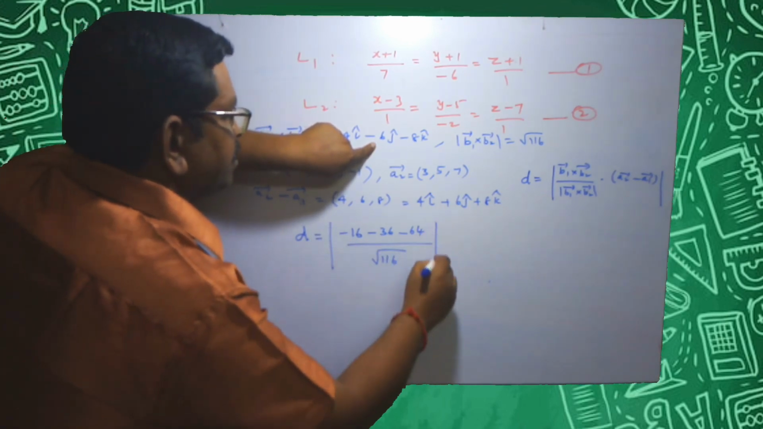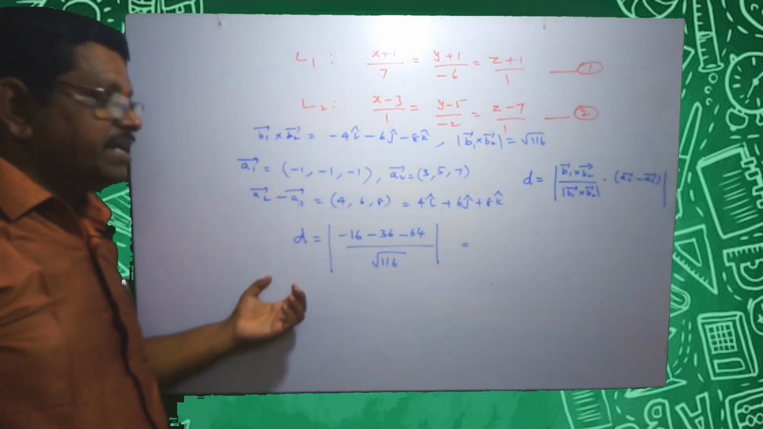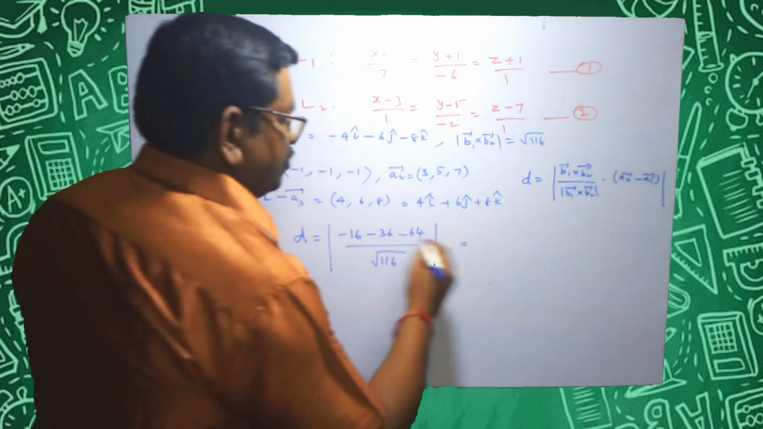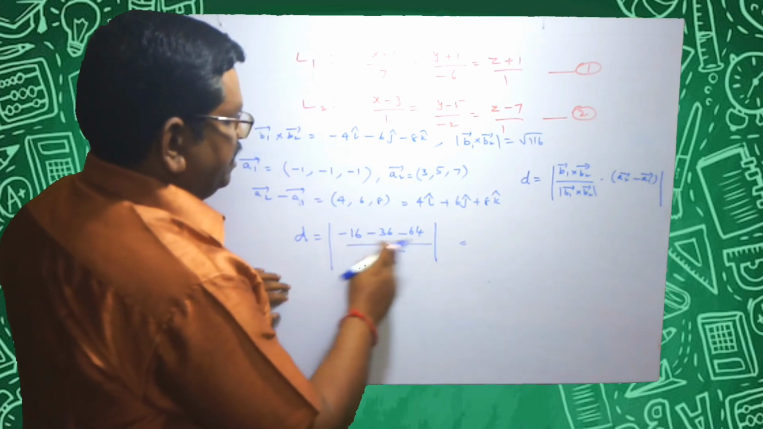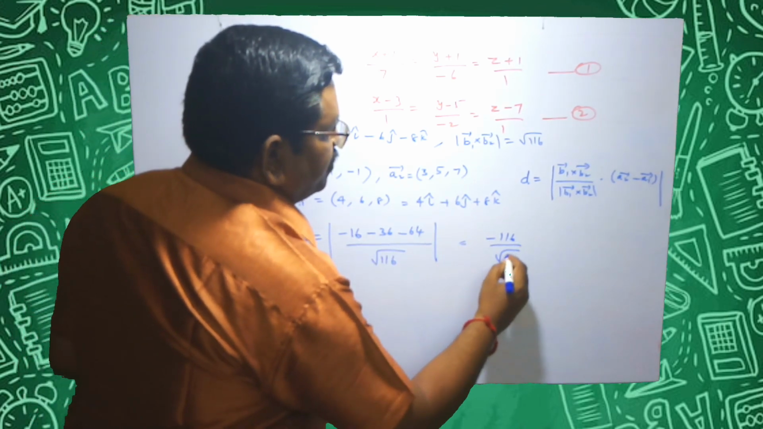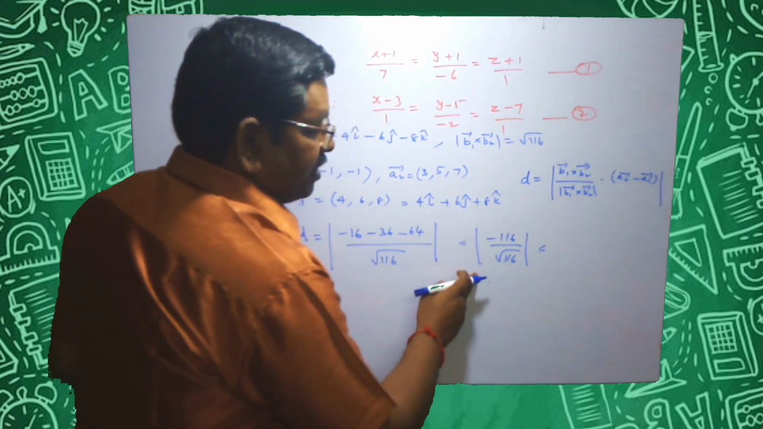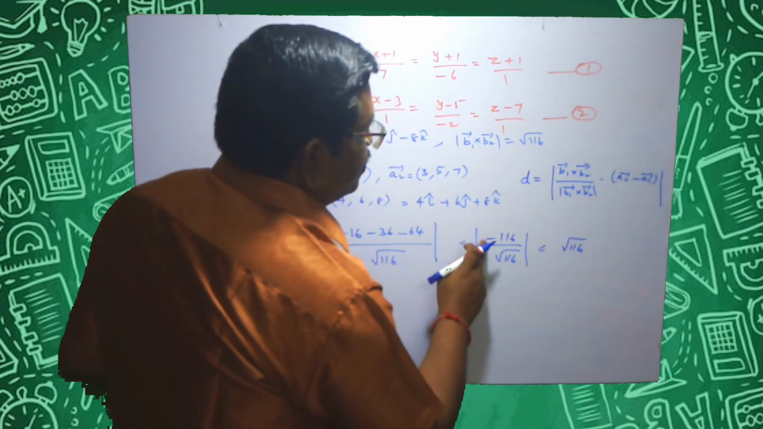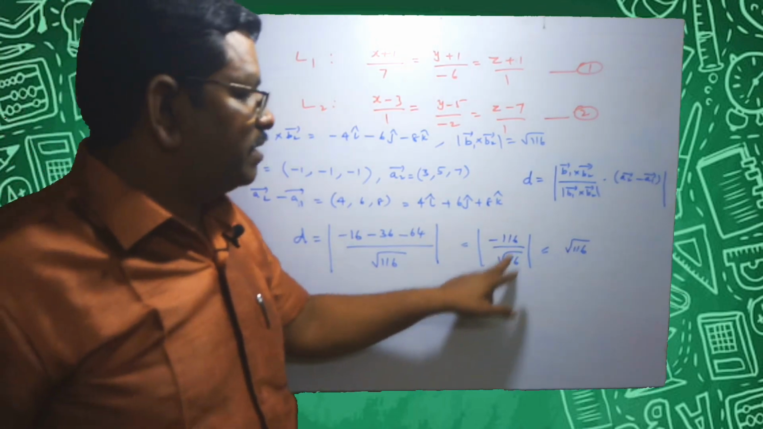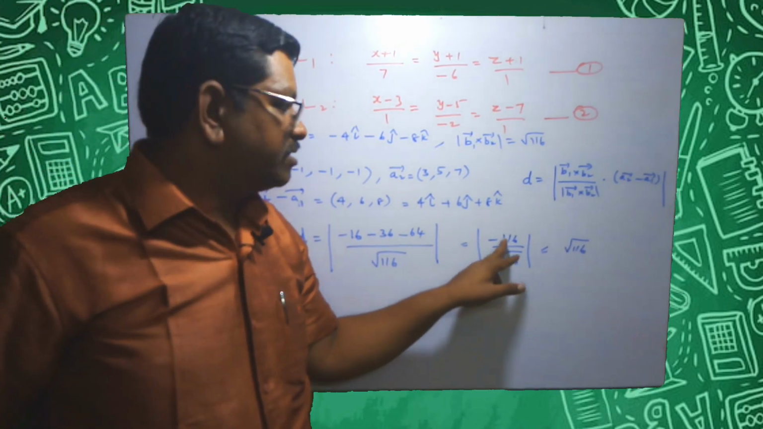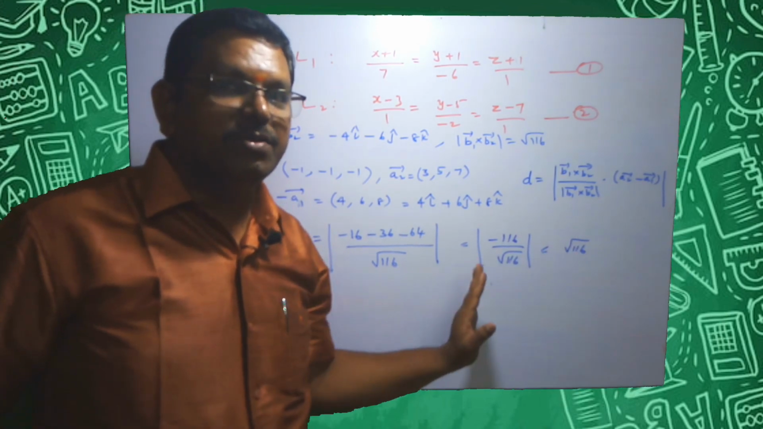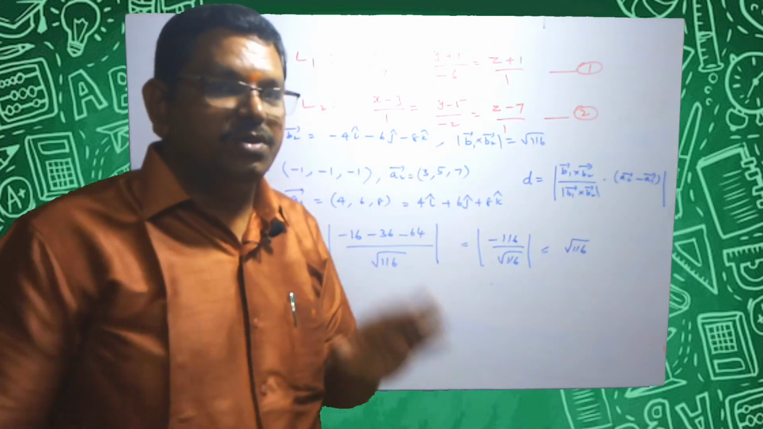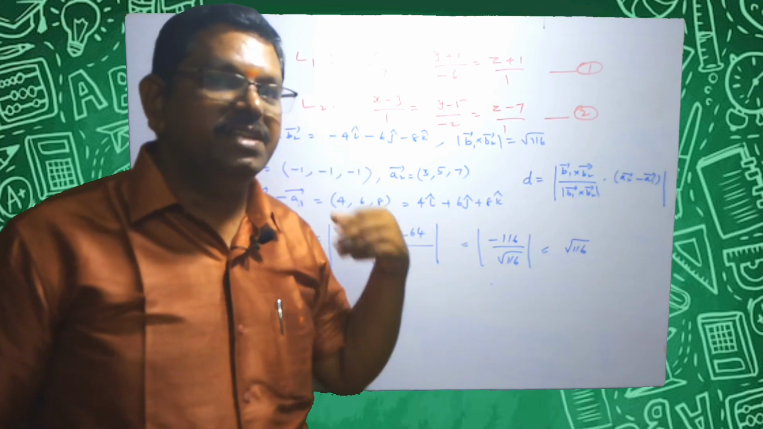These all values are in the modulus, because we are finding the shortest distance. Shortest distance is the distance which is not negative. So when we add the numerator, we get minus 116 divided by root of 116. When we find it under modulus, it will be 116. The minus value can be removed, because the numerator and denominator both are the same value, 116, but here it is root of 116 into root of 116. One root of 116 can be cancelled. We will get the final answer root of 116 units. So in this way we can find the shortest distance between any two lines.